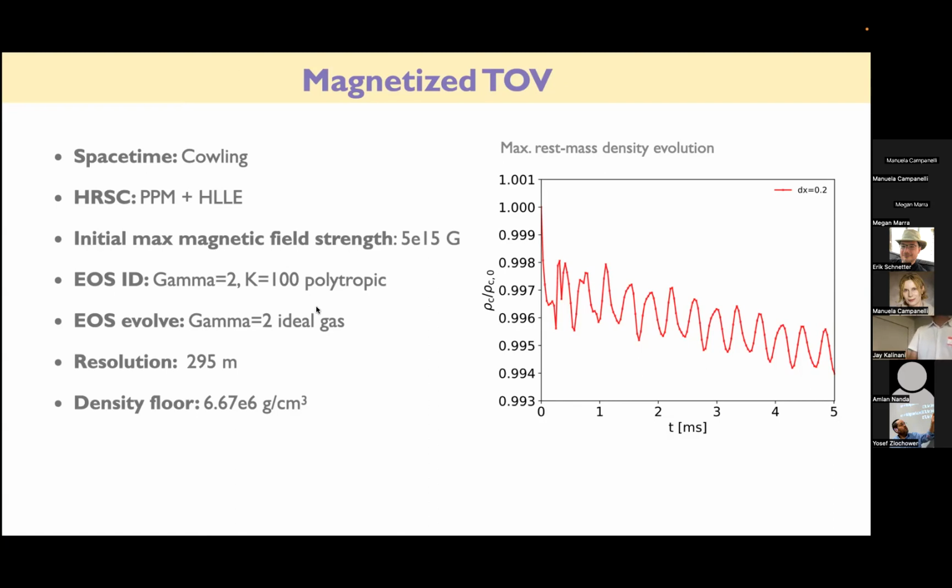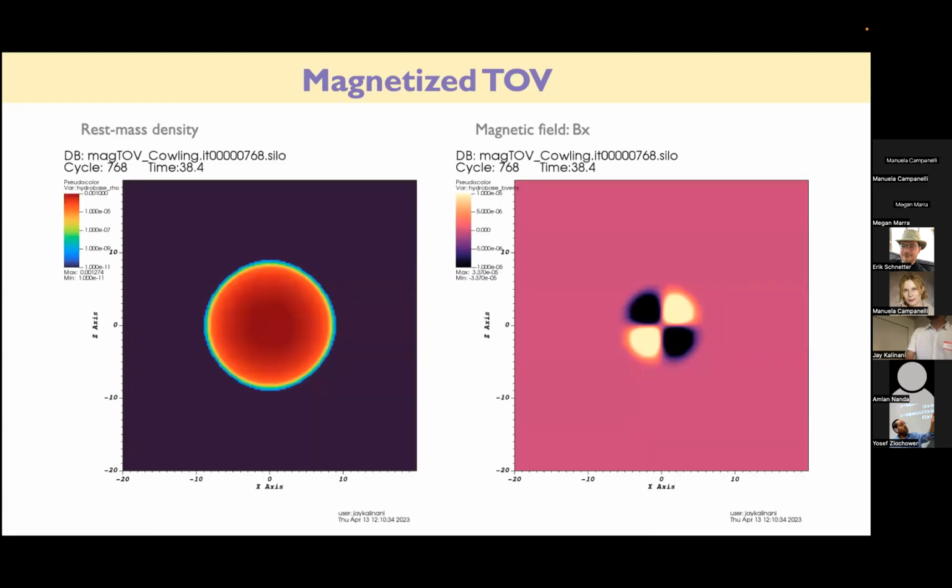On the right, for one of the cases, you see the evolution of the maximum of the rest mass density. Here you also see the 2D movies of rest mass density on the left and of the magnetic field component BX on the right. Up to now, the evolution seemed kind of fine, so we are very hopeful that this works without problems.